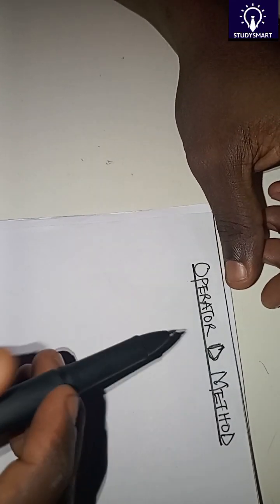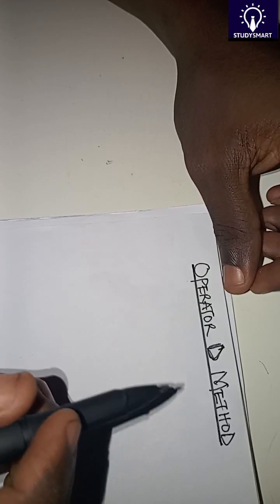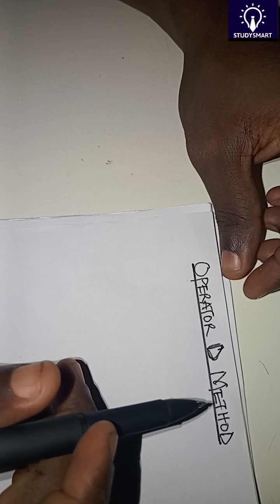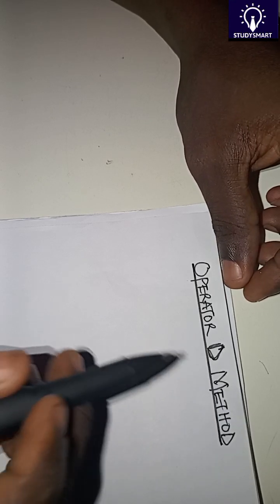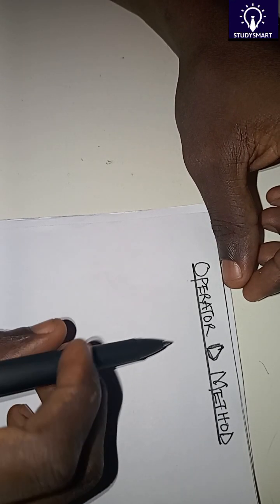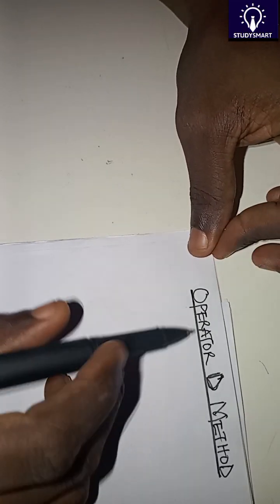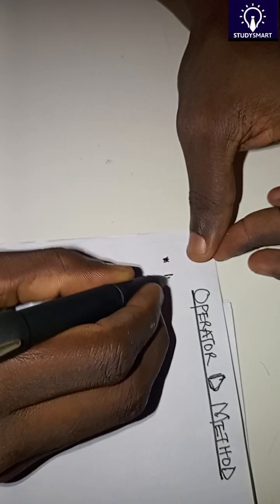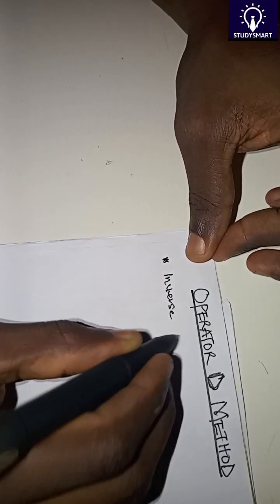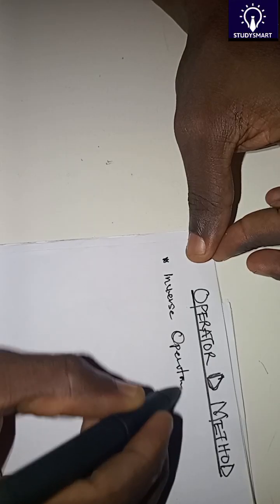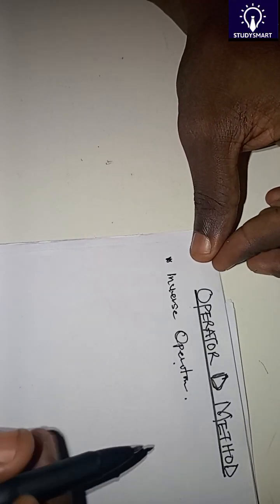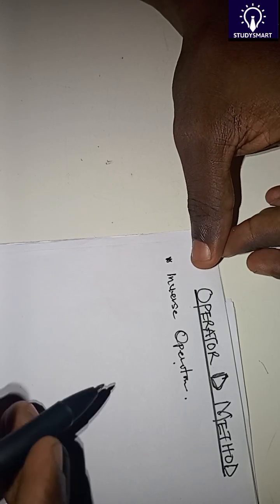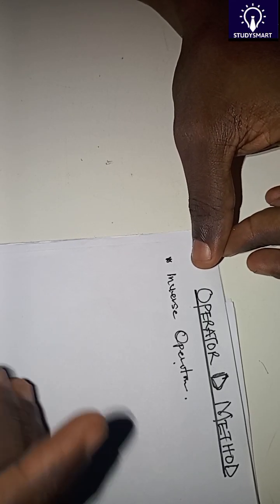In today's video, we are going to be talking about the operator D method of solving the non-homogeneous equation. In our previous videos, we've talked about several methods, and we are now in the next method, which is the operator D method. Under this operator D method, we'll be talking about the operator D method itself, and then the inverse operator D.